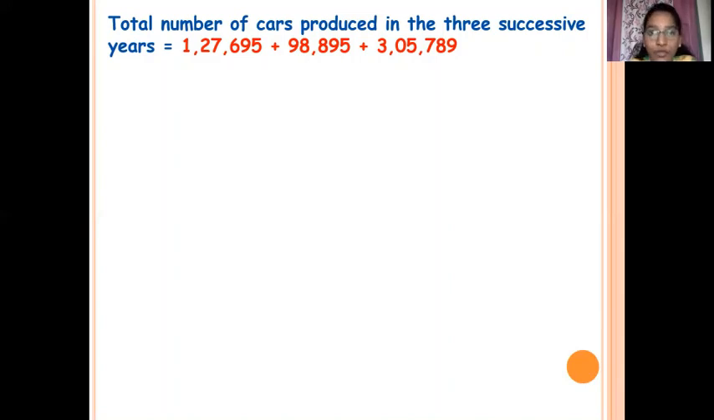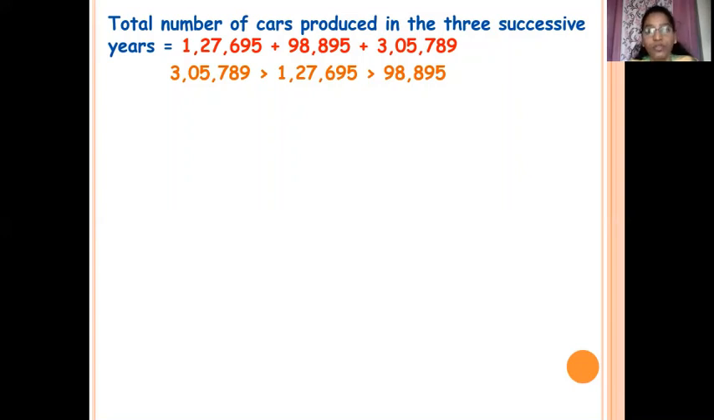That is 1,27,695, 98,895, 3,05,789 must be added. So when I just arrange them like the largest number first, then followed by the second largest, then the least. You can add them without arranging in order also, children. As I told you, order doesn't matter in addition. You add the given numbers in any order, you get the same sum. The sum remains the same.